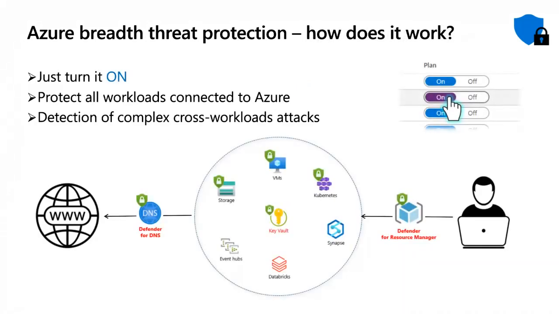Okay, so now I'm going to talk about how you can actually turn on this Azure breadth threat protection. The way to turn it on is super easy. You just go into environment settings and turn on the specific plans. These can be Defender for DNS and Defender for Resource Manager, which are the two we'll be discussing in detail, and there's also Defender for Key Vault as well. This helps you to protect all workloads that are connected to Azure and gives you a detection of complex cross-workload attacks as well.